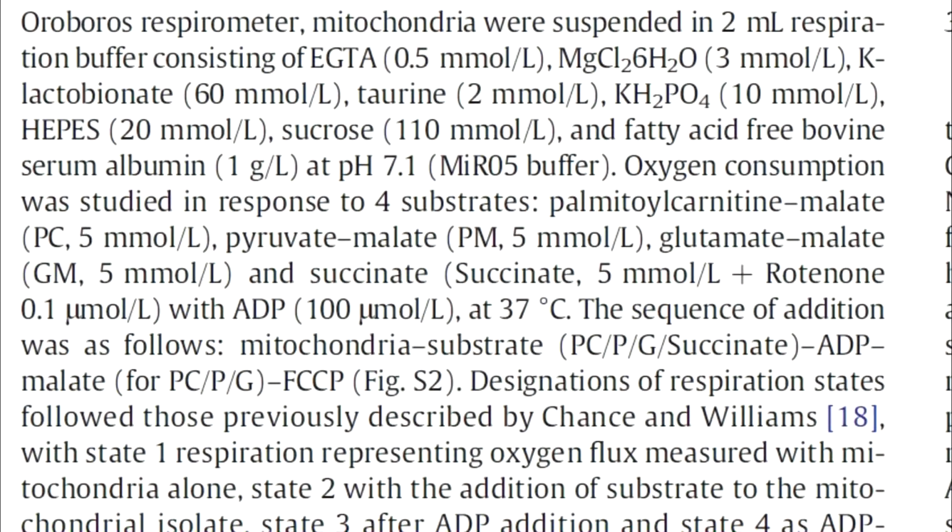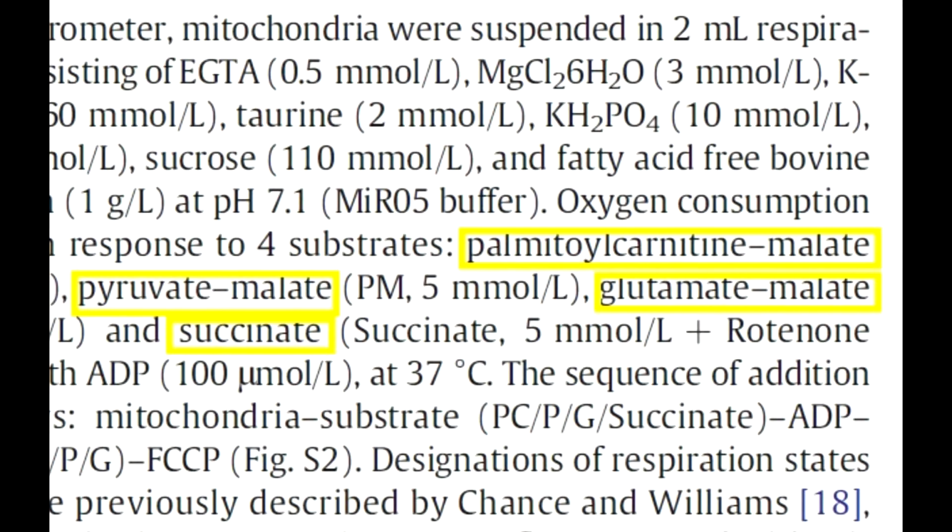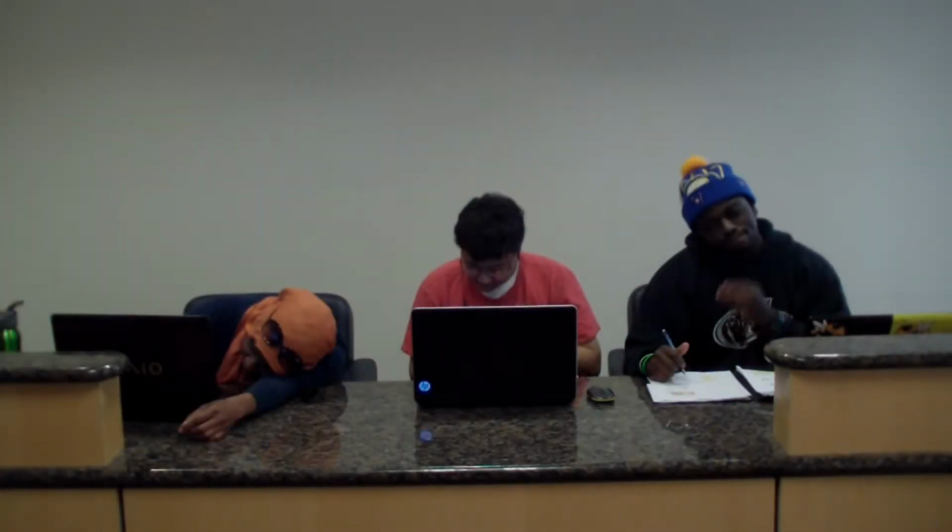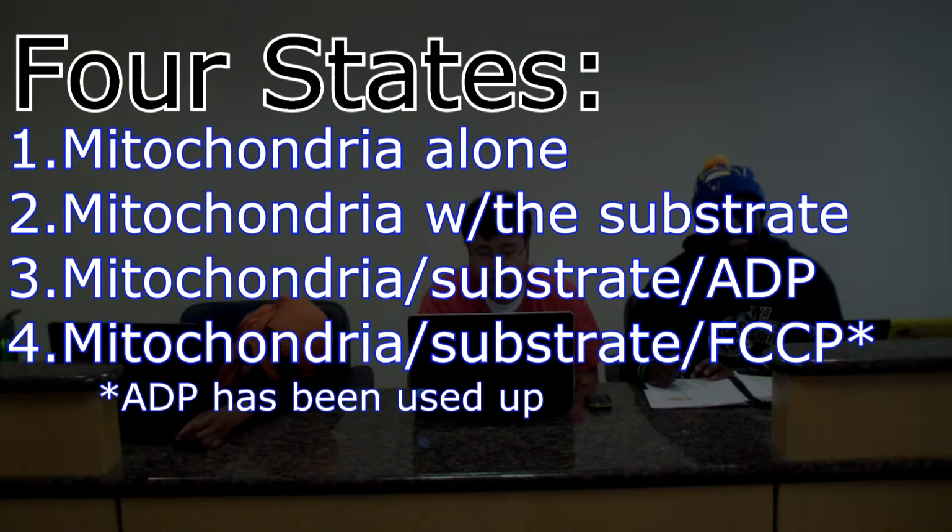To test their functionality, the mitochondria were isolated using a centrifuge and were suspended in a buffer solution containing one of four substrates: glutamate malate, pyruvate malate, palmitoyl carnitine malate, and succinate, all of which are involved in oxidative phosphorylation. The respiration of the mitochondria was then measured through their consumption of oxygen at four states: the mitochondria alone, the mitochondria with the substrate, the mitochondria, substrate, and ADP, and mitochondria, substrate, and FCCP, which acts to limit respiration. By this point, most of the ADP had been converted into ATP.